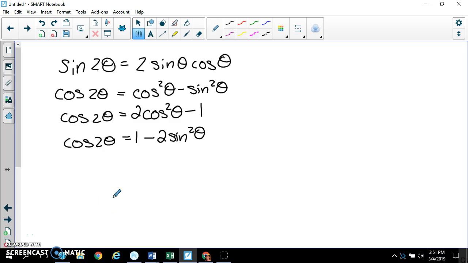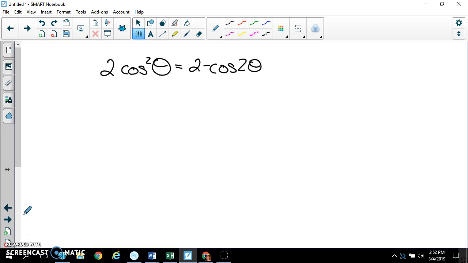Okay, so now we're going to talk about solving using double angles. So we've been doing solving for a little while. Now we're just going to kind of throw some double angles in there. So here are our equations that we're going to possibly use, and we're going to use them all with substitution.